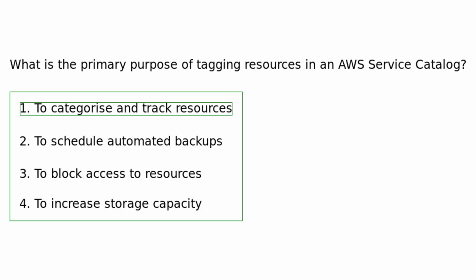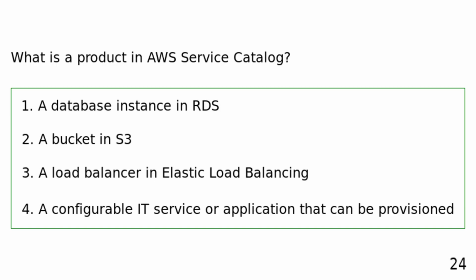Tagging resources in an AWS Service Catalog is primarily used to categorize and track resources, allowing for better management, cost allocation, and access control. What is a product in AWS Service Catalog? A database instance in RDS. A bucket in S3. A load balancer in Elastic Load Balancing.